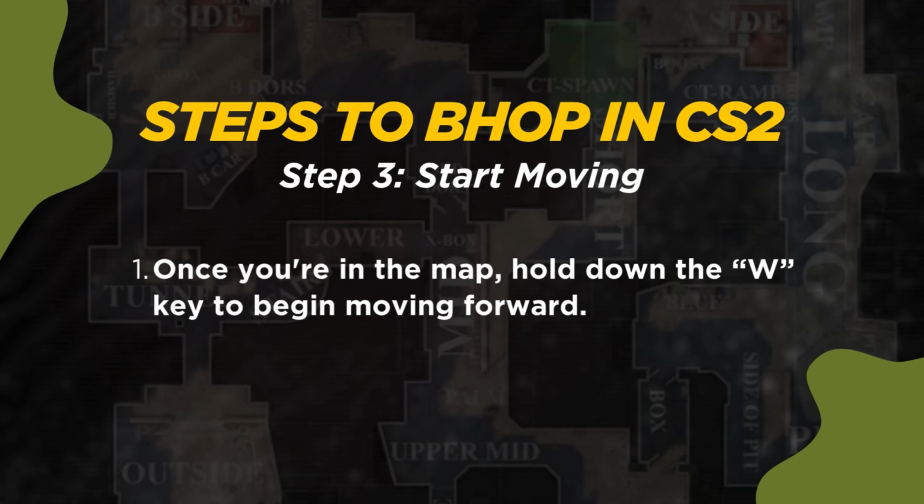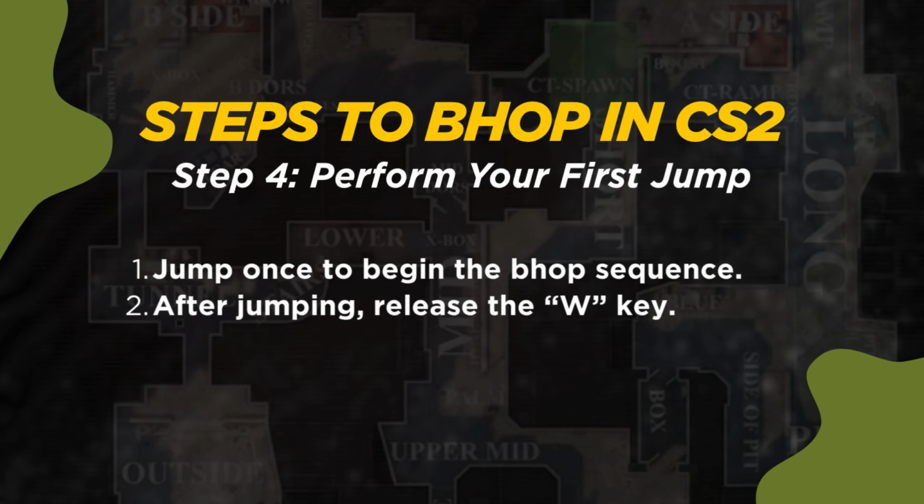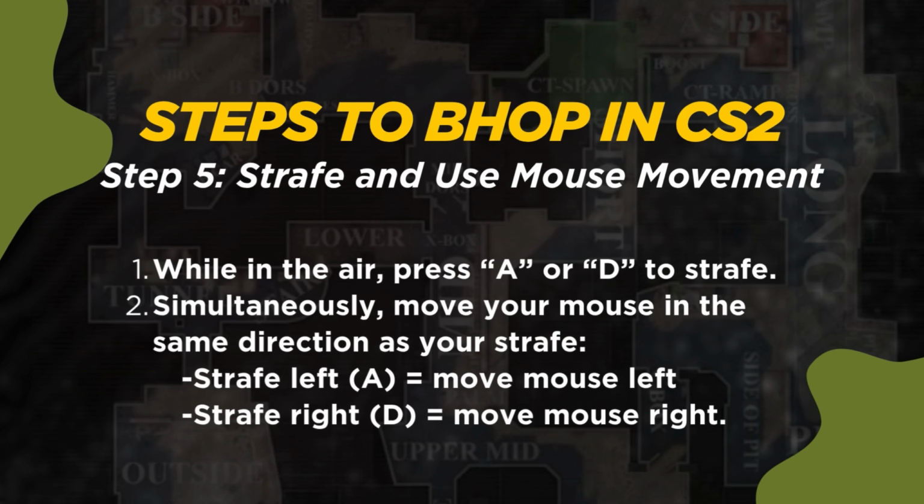To start, hold down the W key to move forward. As soon as you jump, quickly strafe left or right using the A or D keys, and while you're strafing, use the mouse to guide your character in the direction you want to go.